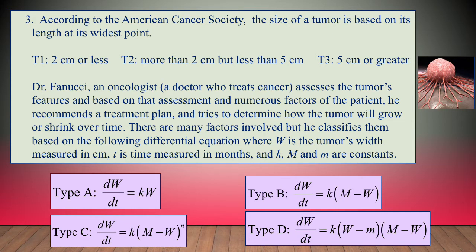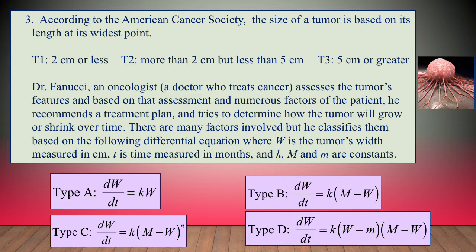W is the tumor's width measured in centimeters, t is time measured in months, and k, capital M, and small m are constants. A type A is dW/dt equals kW. A type B is in the form dW/dt equals k times the quantity M minus W. A type C is dW/dt equals k times the quantity M minus W raised to the nth power. And a type D is dW/dt equals k times the quantity W minus small m times the quantity capital M minus W.